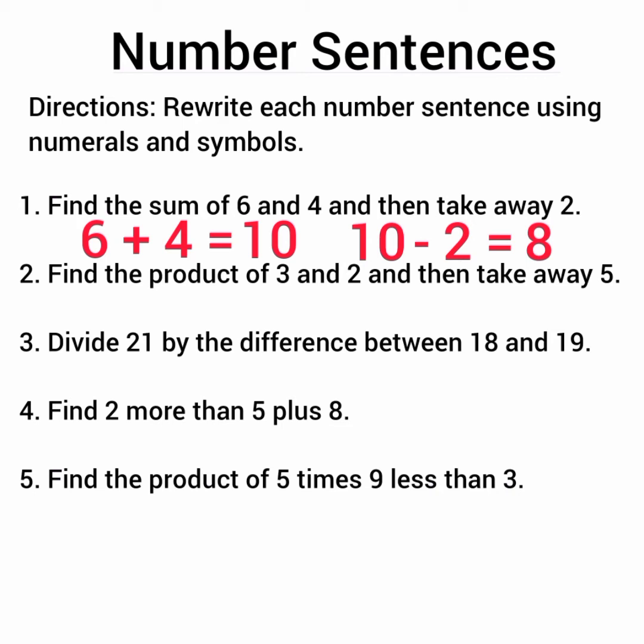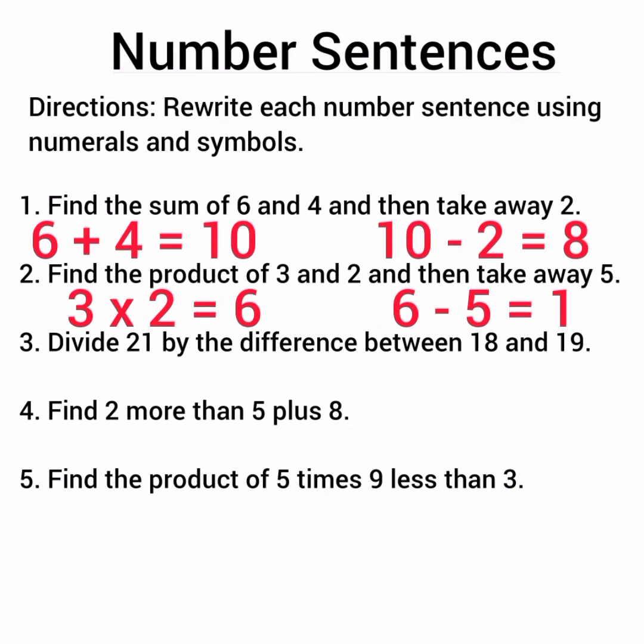Number 2 says, find the product of 3 and 2, and then take away 5. So like I said, if you looked at the chart that I gave previously on the video, you know that the product means you're going to multiply 3 times 2, which equals 6. And then you're going to take away 5 from that answer. So you're going to have 6 take away 5 equals 1. Number 3 says, divide 21 by the difference between 18 and 19.